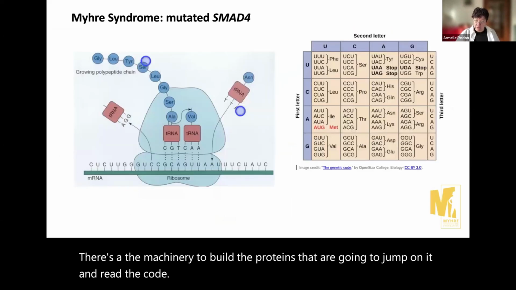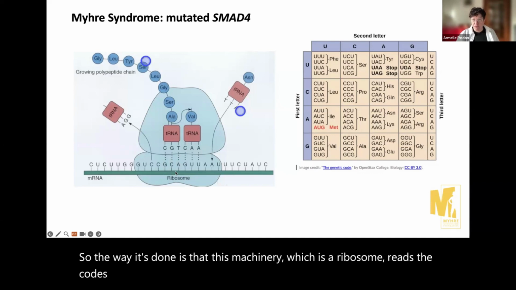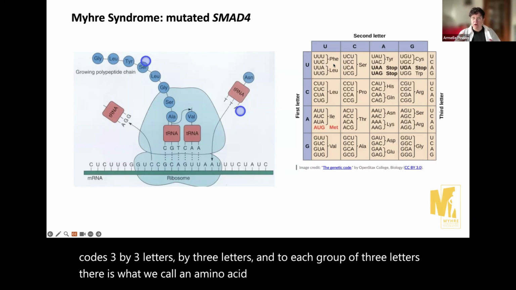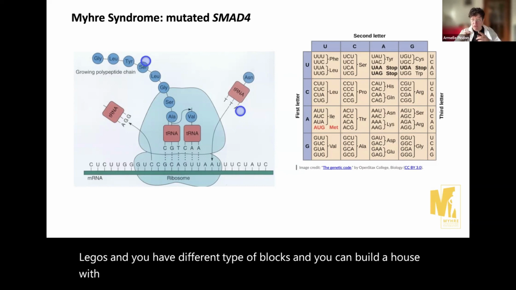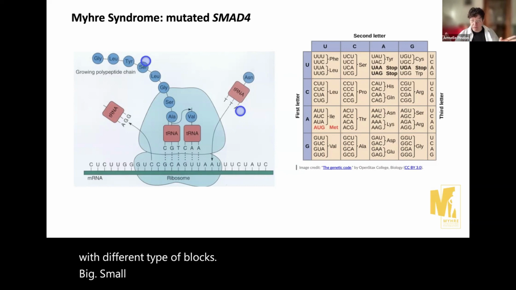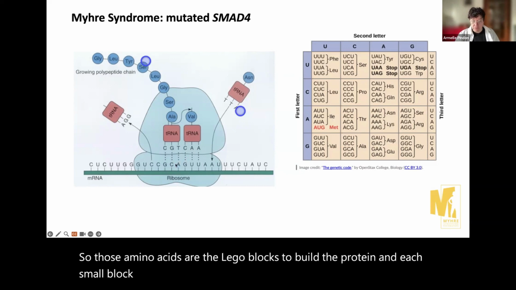So the way it's done is that this machinery, which is a ribosome, reads the codes 3 letters by 3 letters. And to each group of 3 letters, there is what we call an amino acid. Think about the Legos: you have different types of blocks, and you can build a house with different types of blocks, big, small, red, blue, whatever. So those amino acids are the Lego blocks to build the protein. And each small block corresponds to 3 letters.